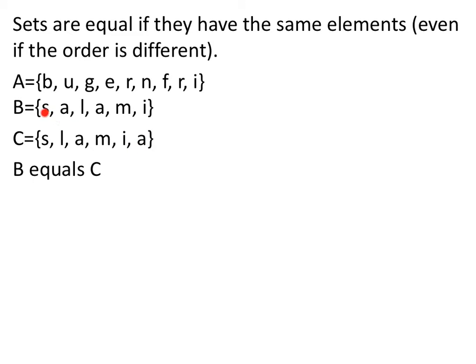And we can see that set B, which has elements S, A, L, A, M, I, is equal to set C, which is the elements S, L, A, M, I, A. So even though it's in a different order for set C, they're still equal. They have the same things inside. But since the order's changed, it doesn't mean that they're not equal.